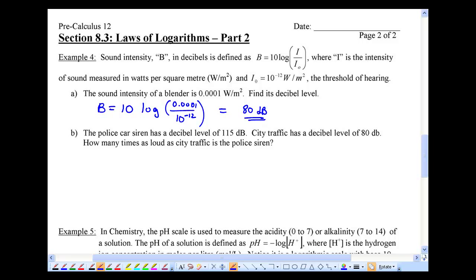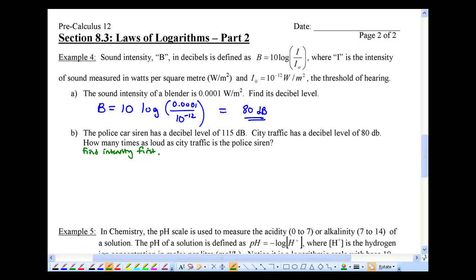Well, to do this, let's actually find out the intensity of each of them. And then when we ask the question like how many times as loud, that's a ratio. We're going to use a ratio to try to calculate how much louder is one over the other. So first of all, I'm going to ask you to find the intensities first. And we'll do it for each of them.